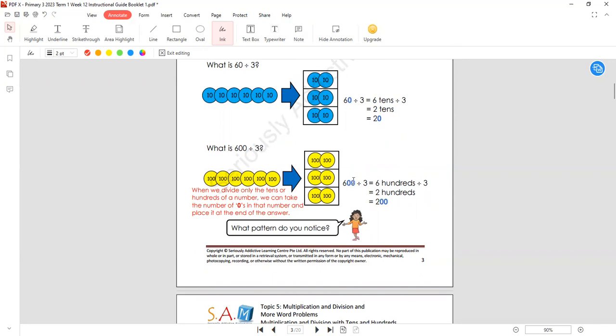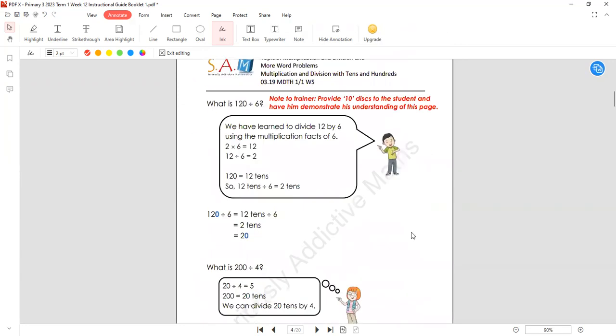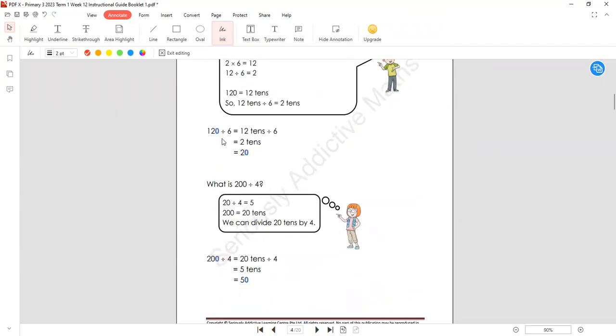Same thing: whenever it's multiplication or division, put the zeros aside first, then divide the ones. 6 divided by 3 gives you 2, then put back the 2 zeros. Remember that they have to do that, otherwise the answer will be wrong. What about 1,200 divided by 6? Put the 2 zeros aside, then divide 12 by 6, which equals 2, and put back the zeros.